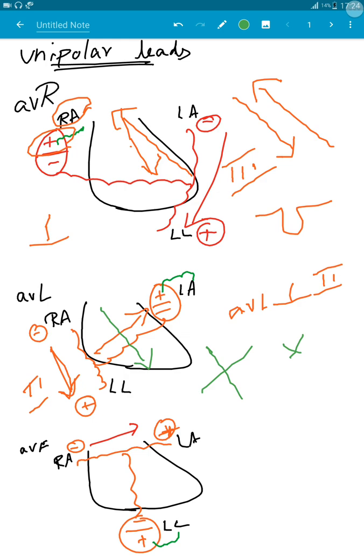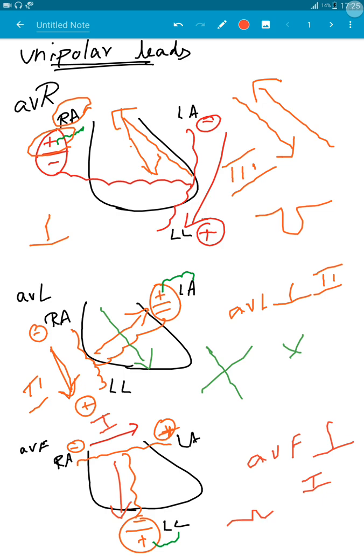And next comes the AVF. In AVF, we take the left lower limb as the exploring electrode and the right upper limb and left upper limb as the reference electrode. So the line of electric field will be in this direction, and this is lead 1. AVF is perpendicular to lead 1, and here some little positive P wave will be seen. That's all. These are the unipolar leads.